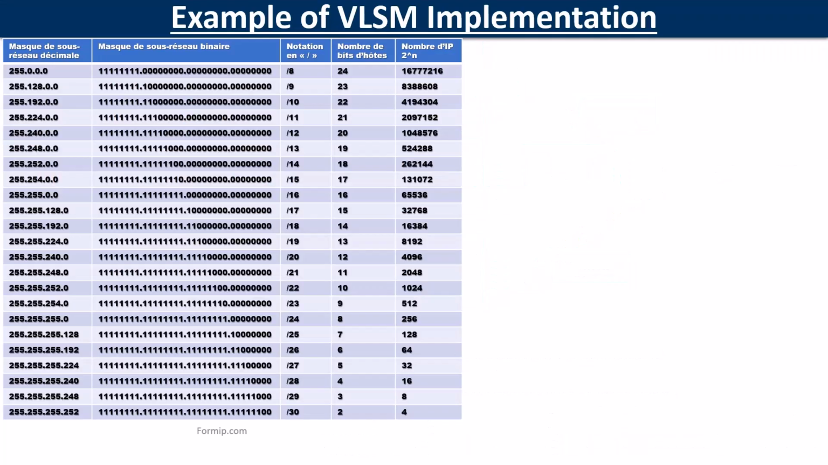Here is a very representative table because it shows the different possibilities that can be done with different subnet masks. The /24 that we see most frequently allows us to have networks of 254 hosts: 256 minus the 2 IPs not usable. That is to say, the network address and the broadcast address.